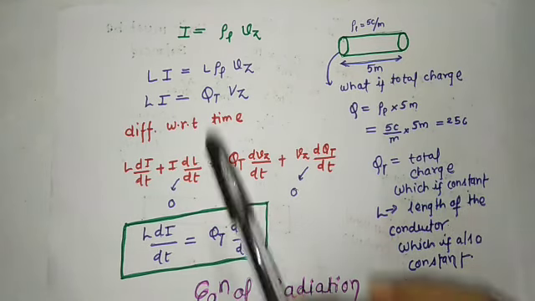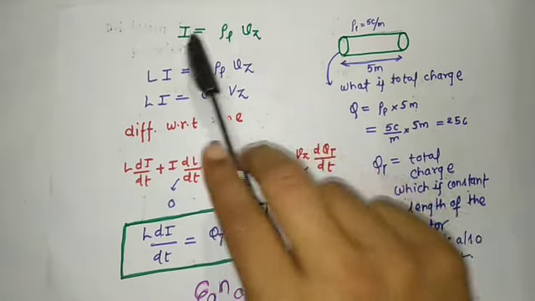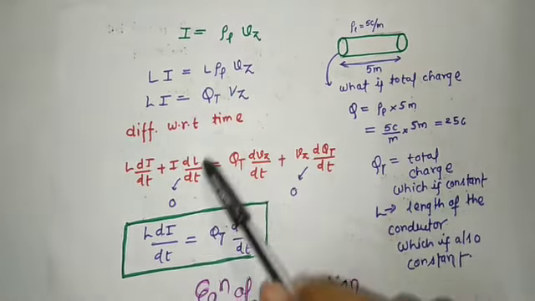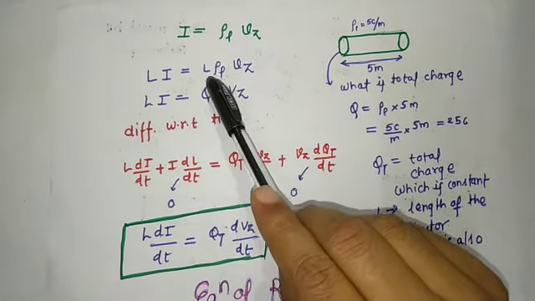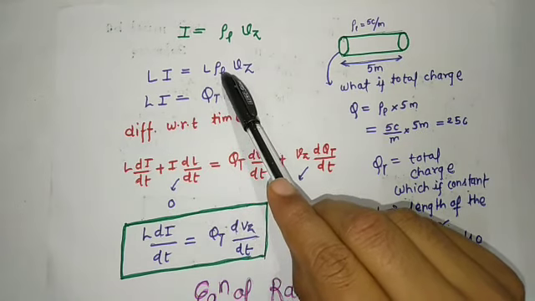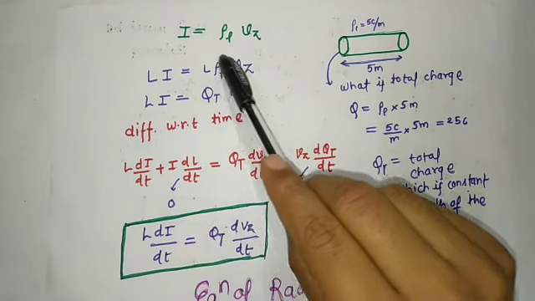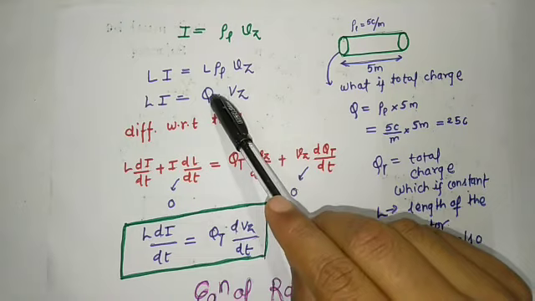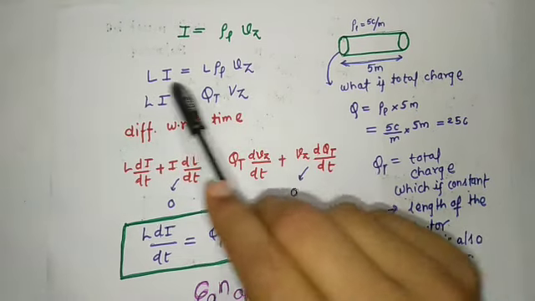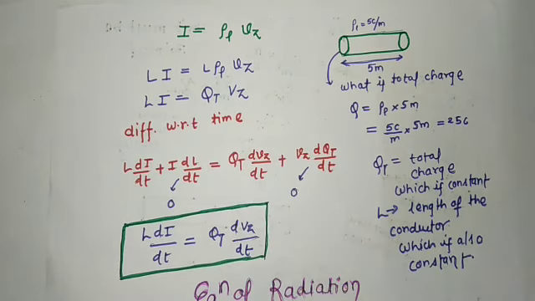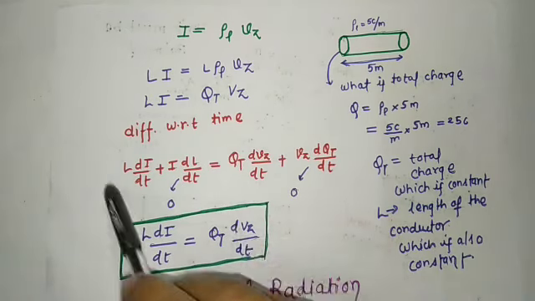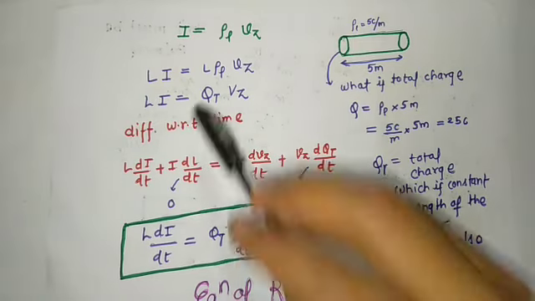Look at this expression. In the last page you saw this equation; multiply by length on both sides. Now look here, length multiplied by line charge density will produce total charge. So you get this equation. Now differentiate with respect to time. So this is the differentiation of this equation.